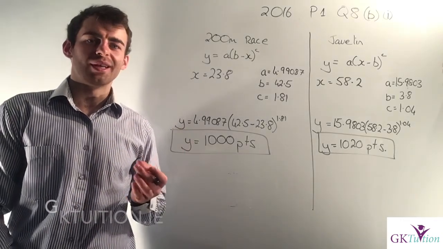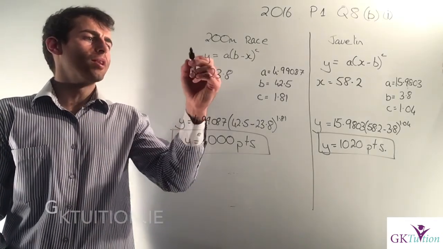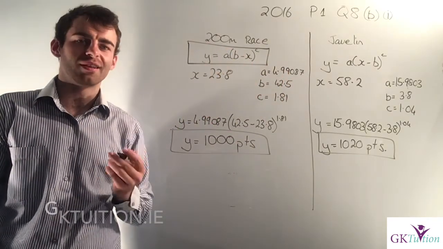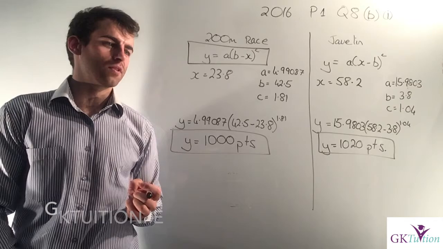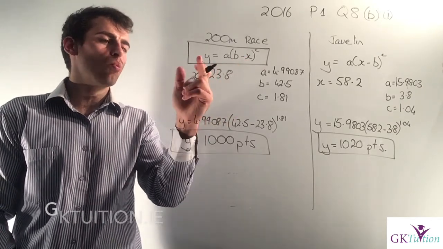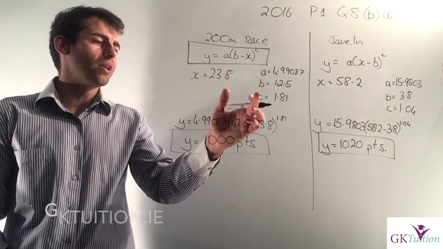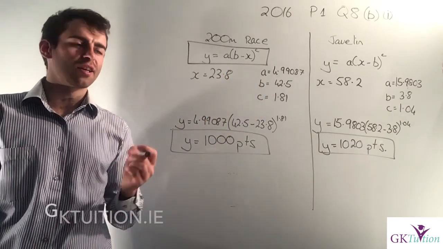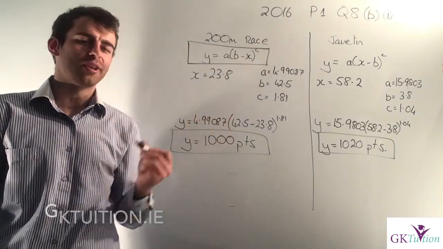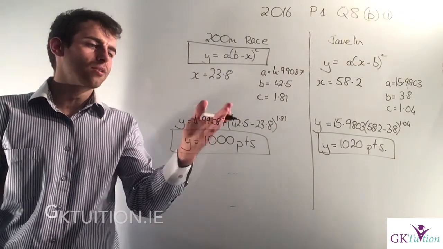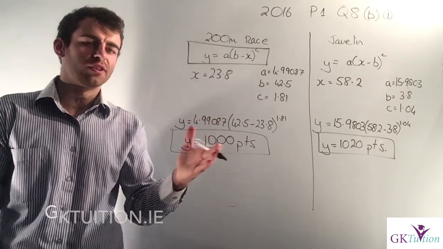So Jessica's competing in the heptathlon, and I'm told that if she competes in the 200 meters, this formula is used to calculate the number of points she achieves, where X is the time and Y is the number of points she gets. I'm told the value of A, the value of B, and the value of C, and I'm told that Jessica runs the 200 meters in 23.8 seconds. So if we just plug it straight into our formula, we work out that 23.8 seconds is equivalent to 1,000 points.